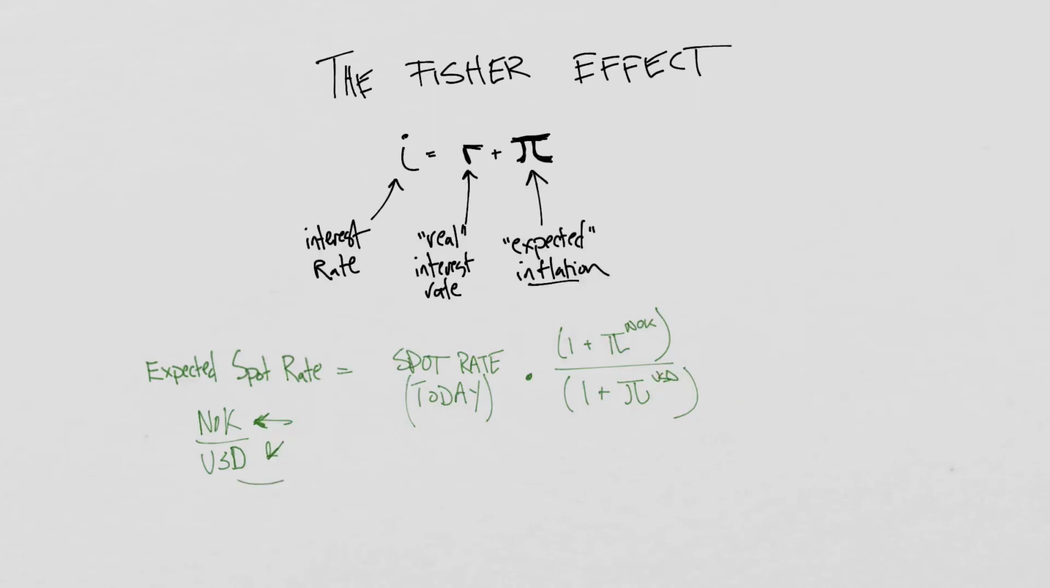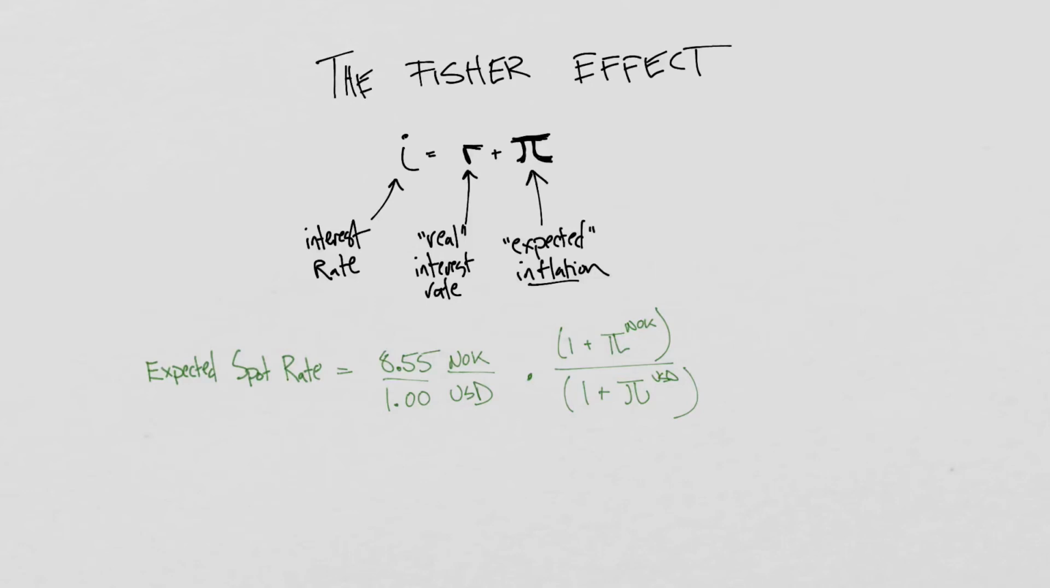So if we had a current spot rate for the kroner versus USD today of 8.55 Norwegian kroner for every US dollar, then the only remaining thing we need to do is to find the expected inflation rate for Norway and that for the United States.